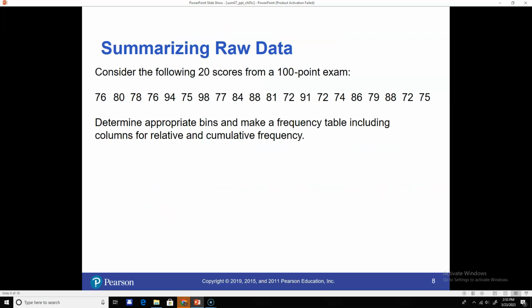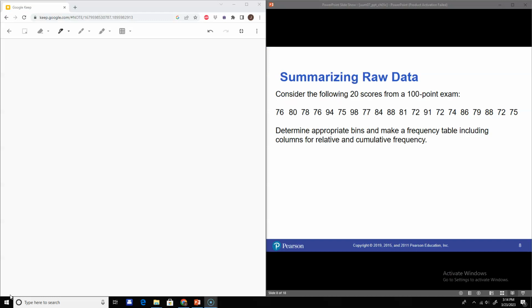So consider the following 20 scores from a 100-point exam. Determine the appropriate bins and make a frequency table, including for relative and cumulative frequency. So maybe it'd be helpful if I actually wrote some of this out. Okay, so in this data set, it says consider the following 20 scores from a 100-point exam and determine the appropriate bins and make a frequency table, so for relative and cumulative frequency. So I'll show you how I would do it by hand if I had to.